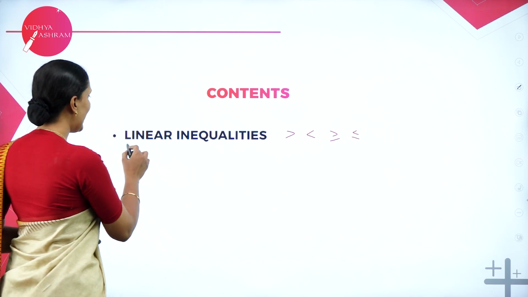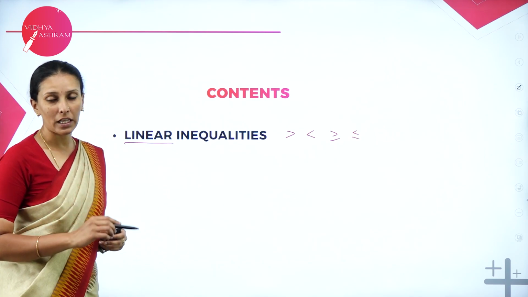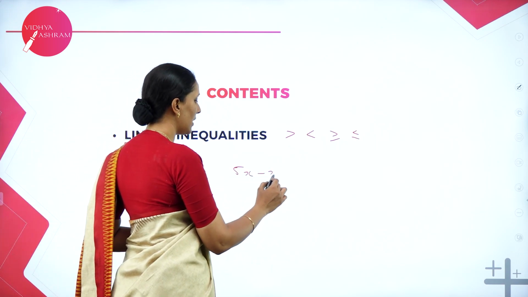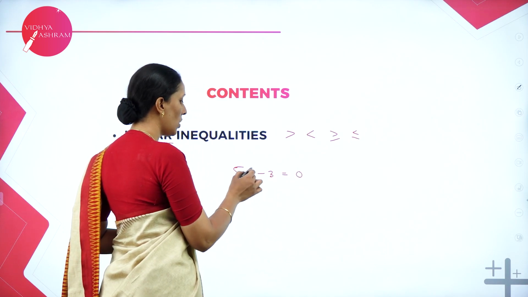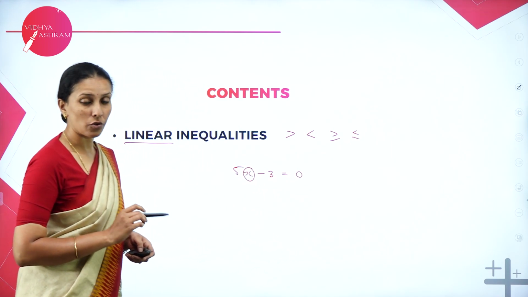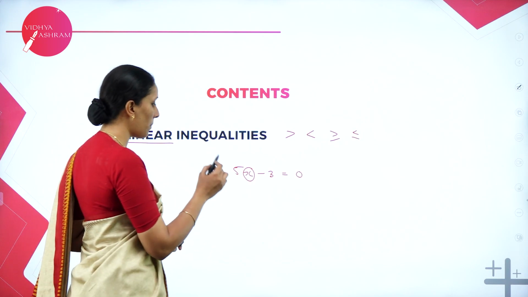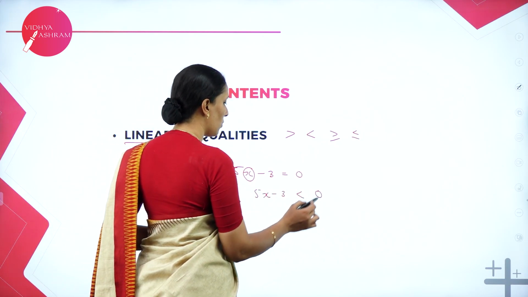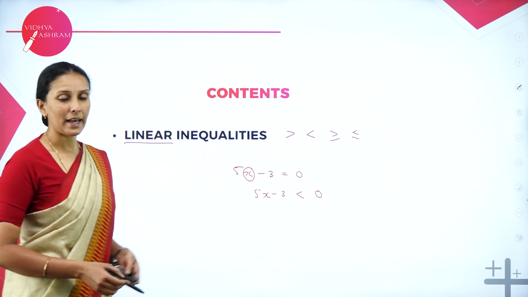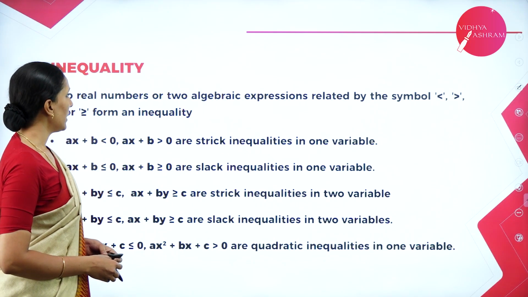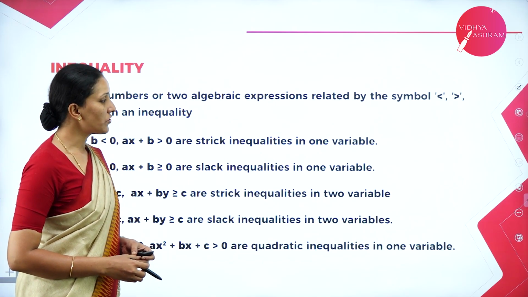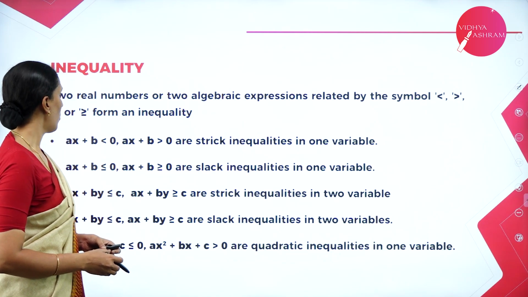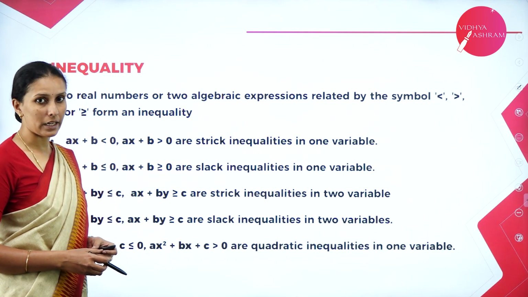We know linear is nothing but degree 1 in any algebraic equation. For example, 5x minus 3 is equal to 0 is an equation with power of x as 1, so we call it a linear equation. If the same equation is replaced with less than 0 or greater than 0, we call them inequalities. So two real numbers or two algebraic expressions related by the symbol less than, greater than, less than or equal to, or greater than or equal to form an inequality.